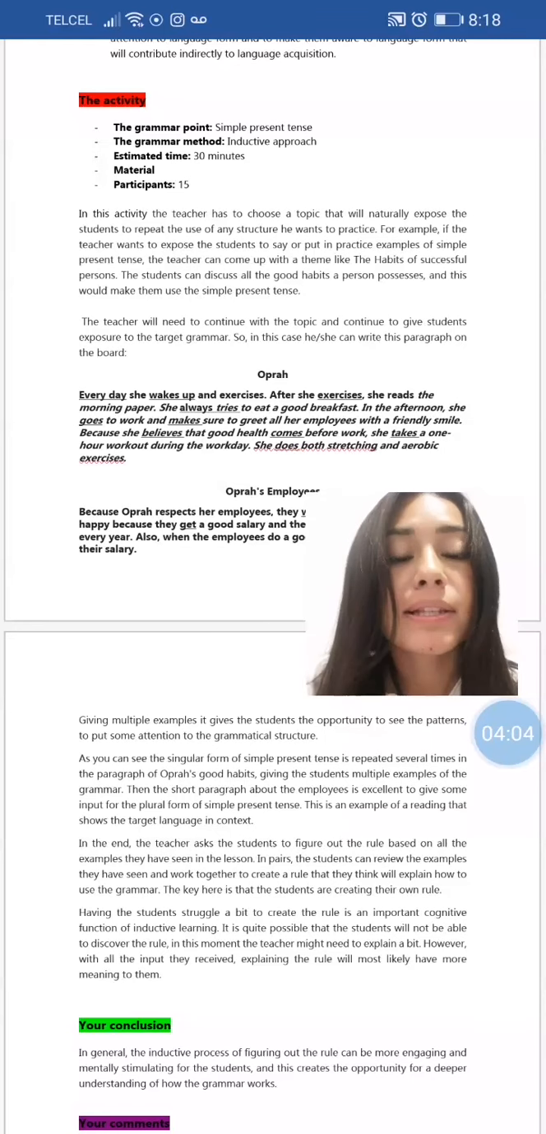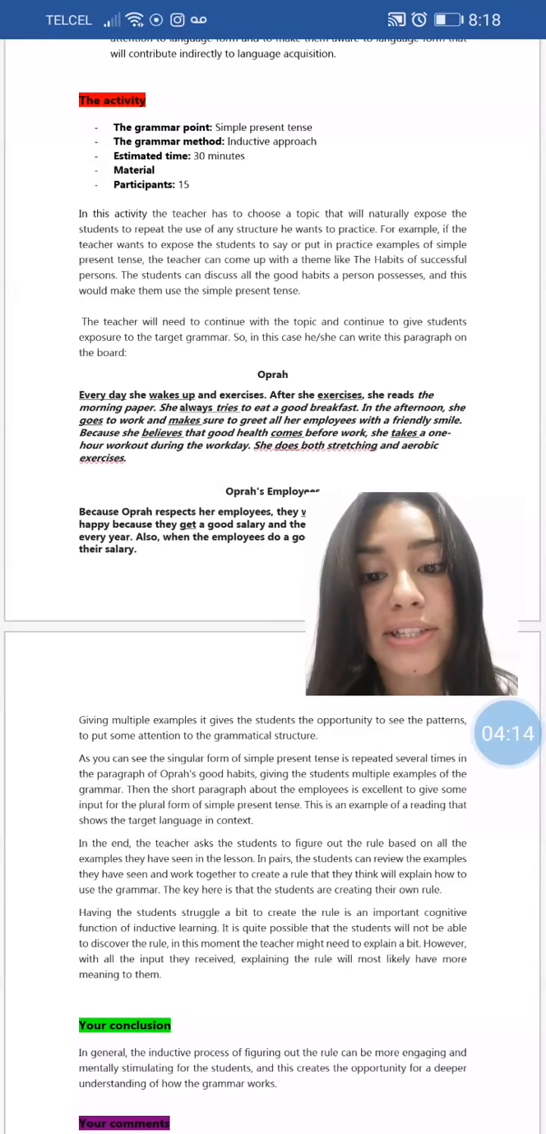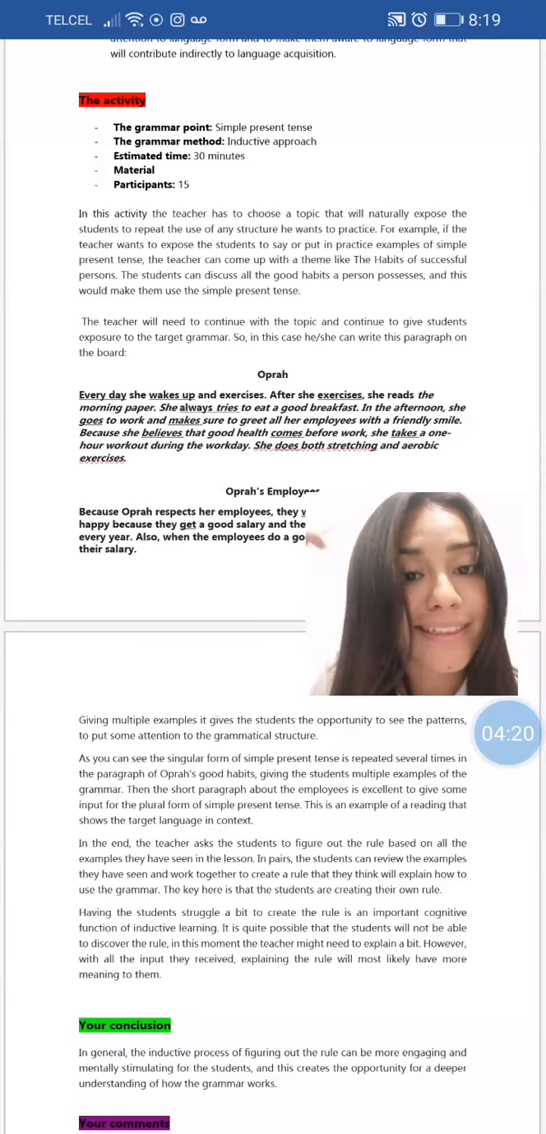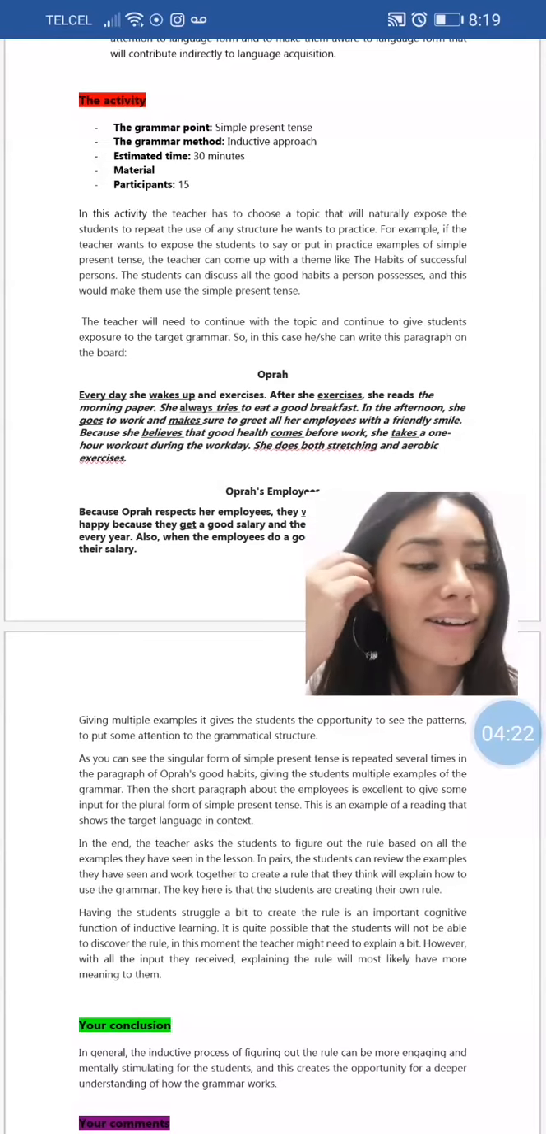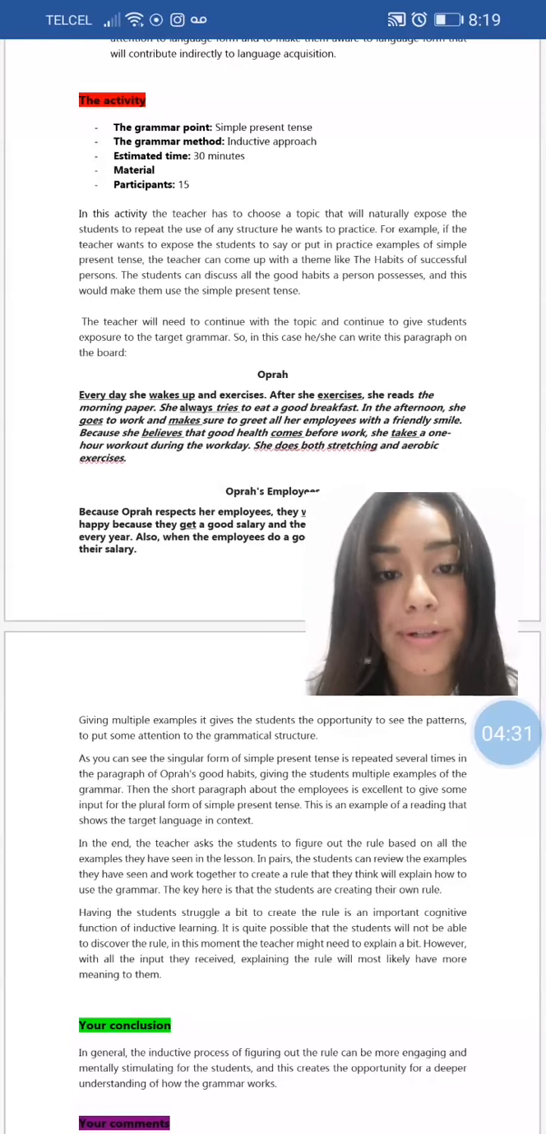explanation about it. So here in general conclusion, the inductive process of figuring out the rule can be more engaging, more challenging and more mentally stimulating for the students because they have to think at all times. And this creates the opportunity for a deeper understanding of how the grammar works.